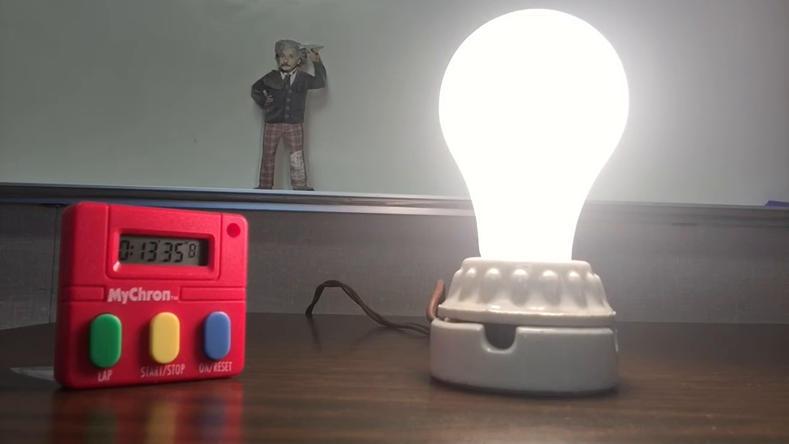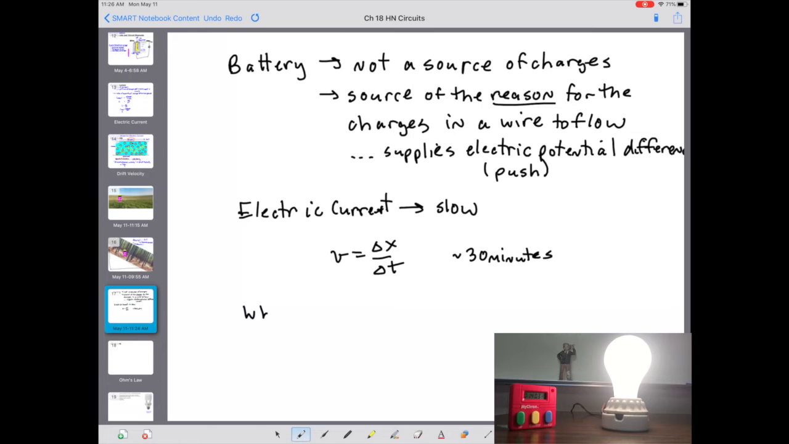In fact, if we ponder our light bulb, none of the electrons have made it yet from the outlet to the filament of that light bulb by the sheer fact that the wire is too long. Based on the length of the wire and a simple v equals delta x over delta t term, those electrons will take about 30 minutes to make it to the filament of the light bulb.